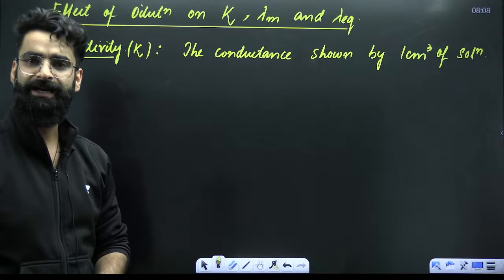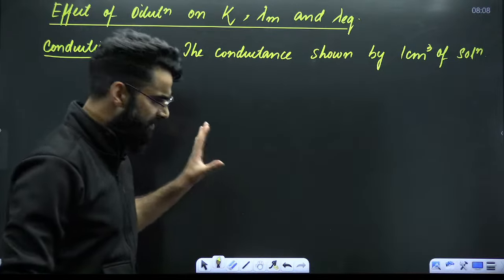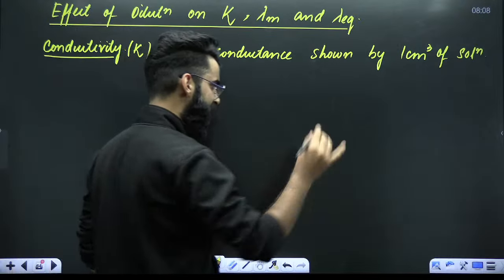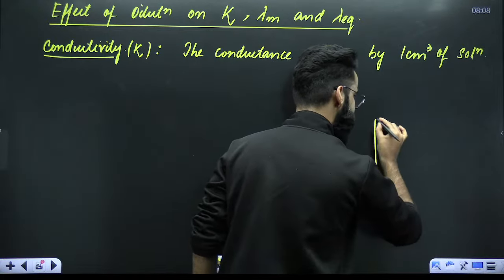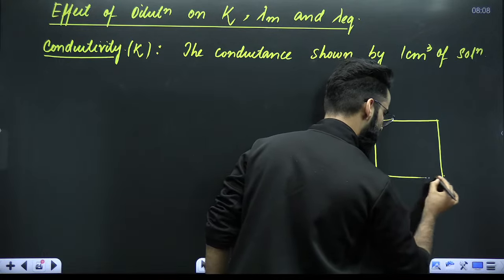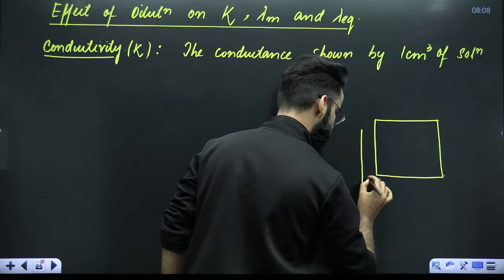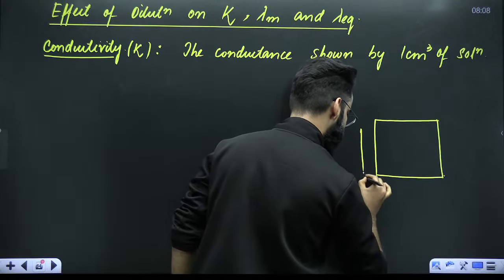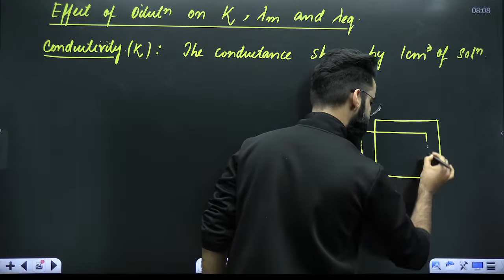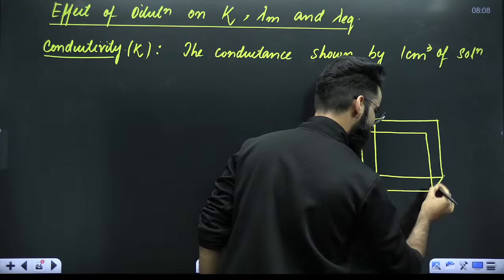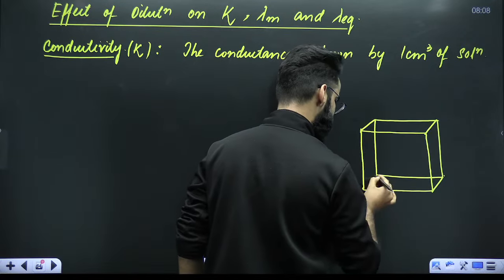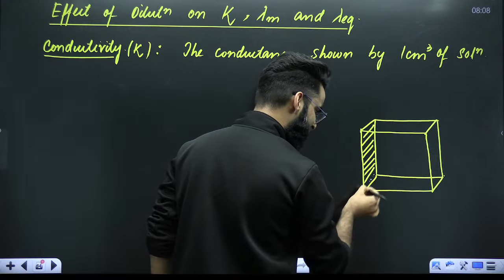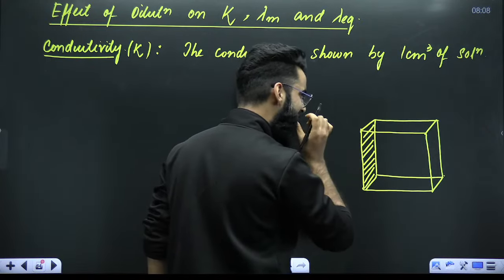Try to understand what exactly I'm going to say, my dear students. First of all, I'm going to make the conductivity cell again. So first of all, this is the cube which I'm making over here. From this particular cube, you'll get the idea what happens to conductivity, okay? So imagine this is the conductivity cell which I'm again making, and these are the plates which are basically inside the electrolytic solution.